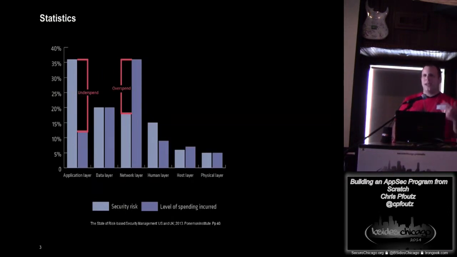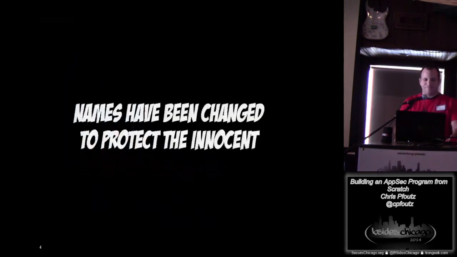But when they also asked them how much they spend on application security, you'll see that in the second bar in the graph, application security is ranked 3rd, whereas network security is ranked number 1. So what you'll see is for all the other categories, we're pretty much on par where we should be spending, but the roles are reversed for network security and application security. We have a huge overspend in the network layer and an underspend in the application layer. So I'm going to talk to you about how to begin addressing those application security issues.